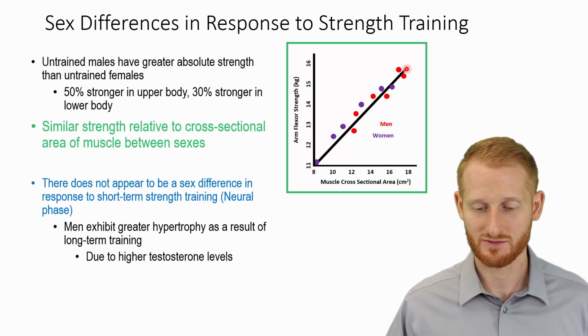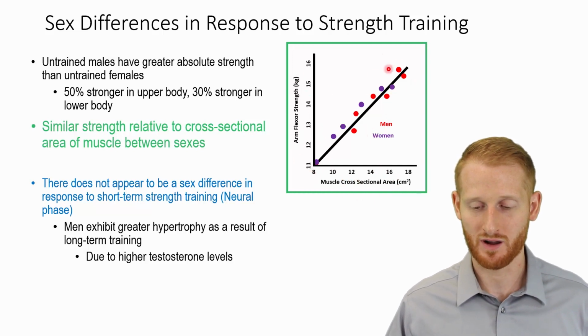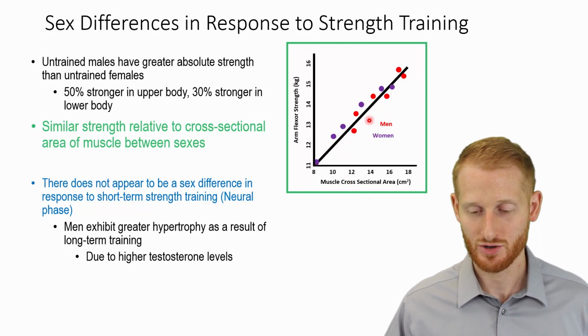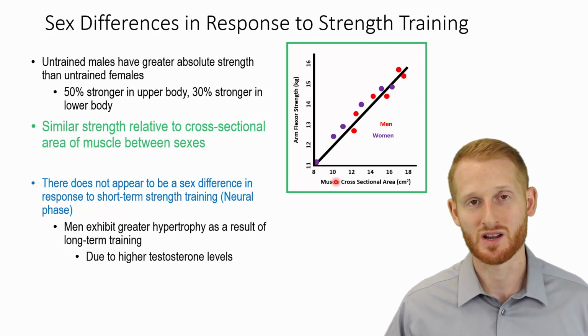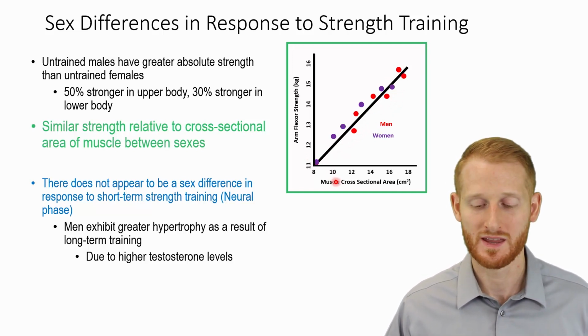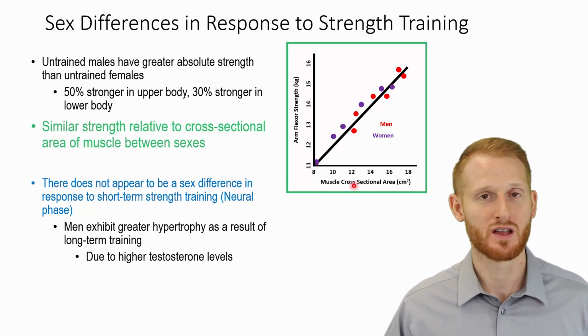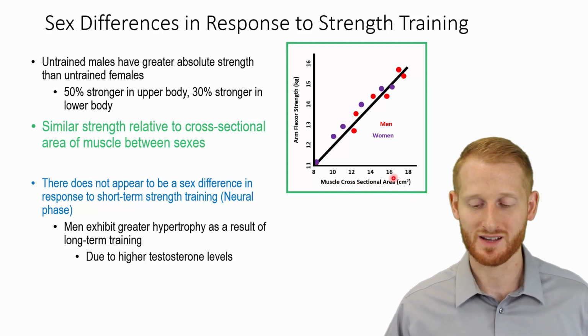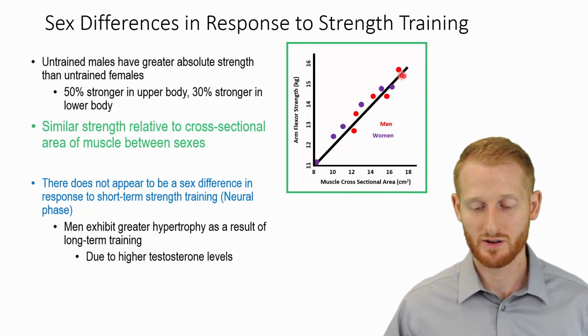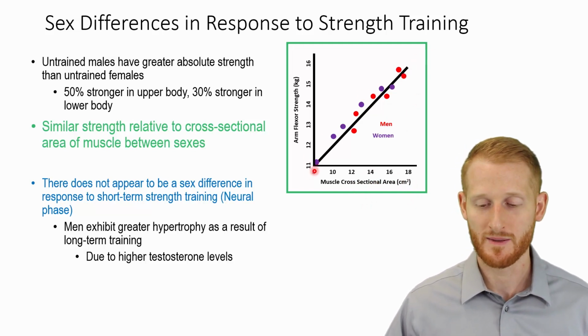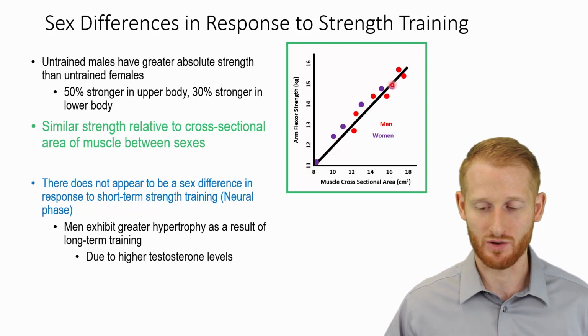So if we look at this relationship here, we have both men and women on this line, each dot being a single individual. You notice that they're all going to fall somewhere along this line. So what really drives your strength is not whether you're a man or a woman, it's how much muscle you have. If you look at the cross-sectional area of the muscle, a larger muscle is going to be stronger, a smaller muscle is going to be weaker, and then everybody else just kind of falls somewhere in between.